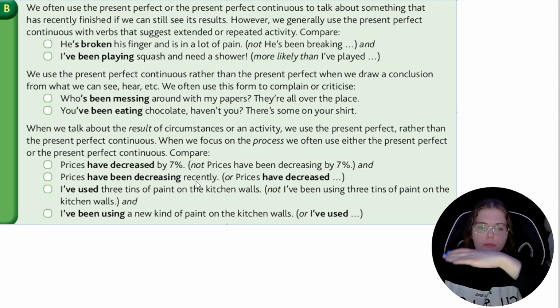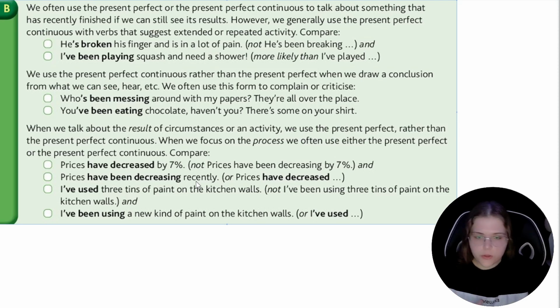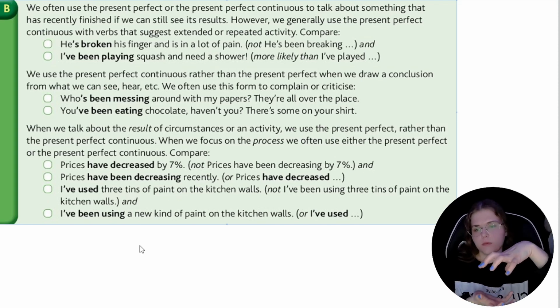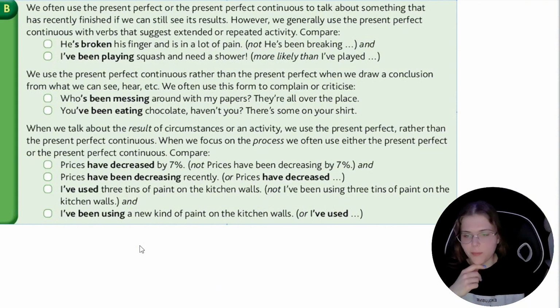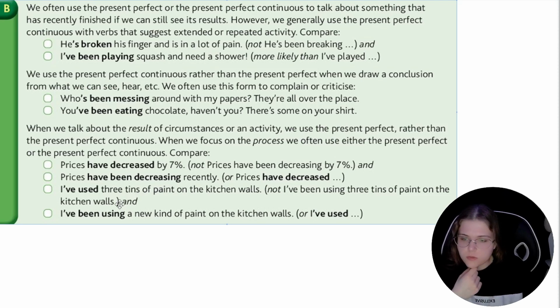They have been decreasing, it's in progress. This is a process. Then I've used 3 tins of paint. Tins, like cans, but well, for paints. Maybe not for them, for the fish. Yeah, tin and can, metallic things. I've used 3 tins of paint on the kitchen walls.